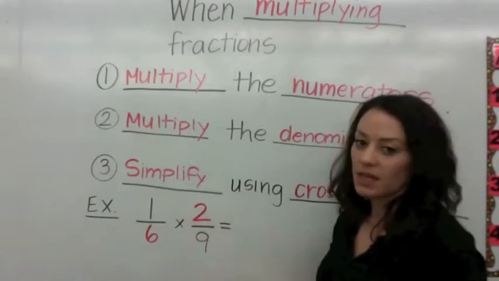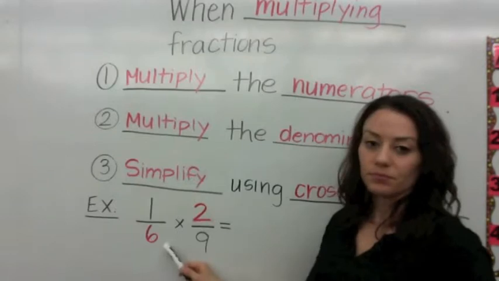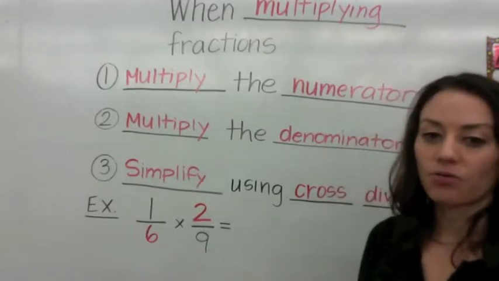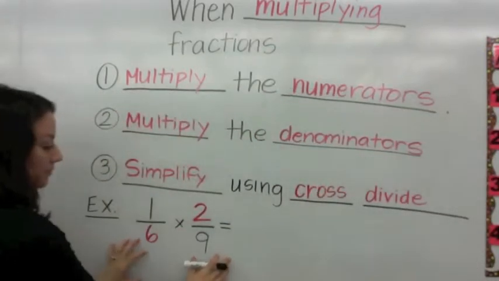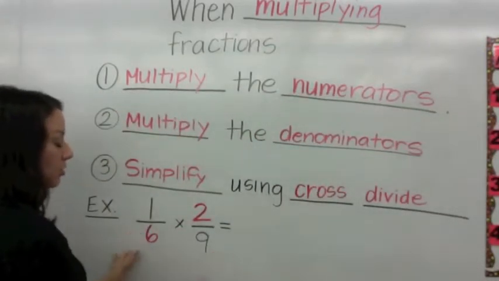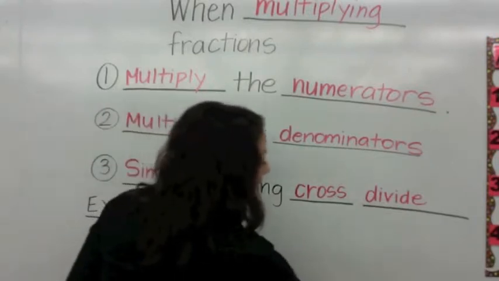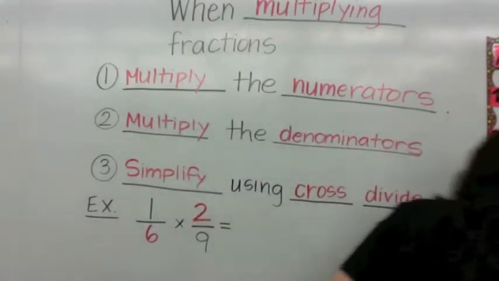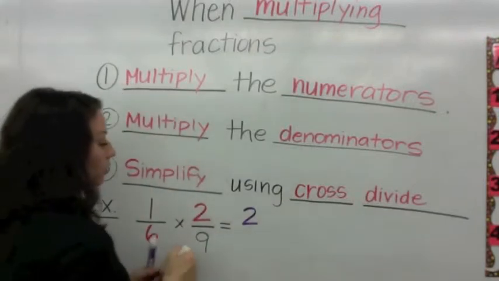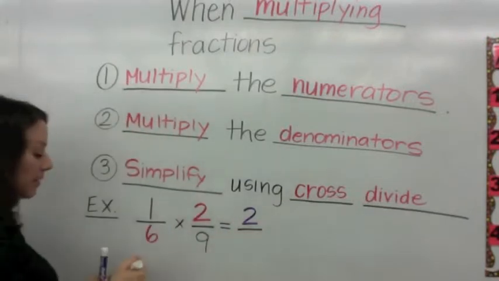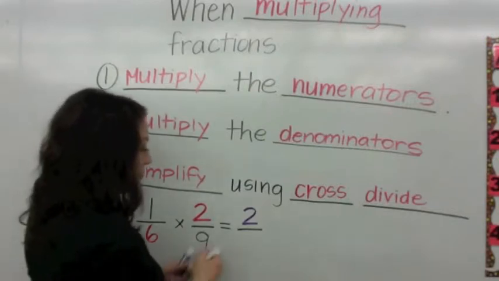If you have 1/6 and then you multiply it by 2/9, okay, I put the numbers that can cross divide in red. Now if I were to solve this as it is, which I ask you to do, you multiply across the numerators. What is 1 times 2? 1 times 2 is 2. So the answer would be 2 over, or 2 divided by 6 times 9. What is 6 times 9? 6 times 9 is 54, right?